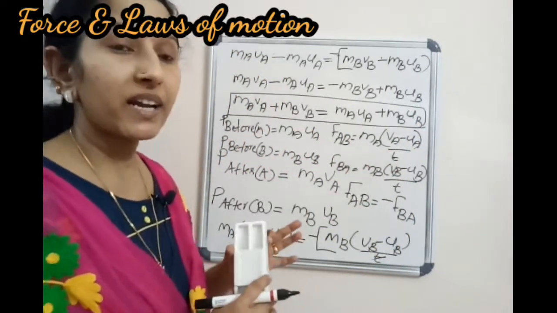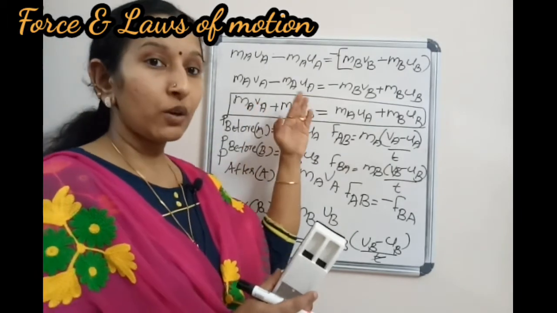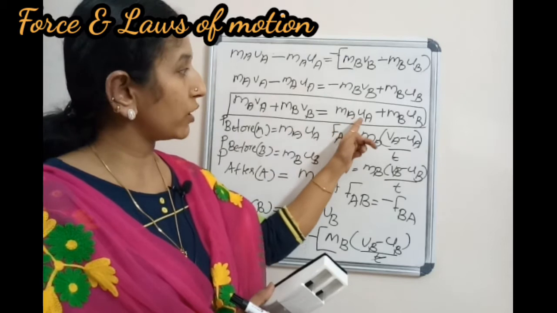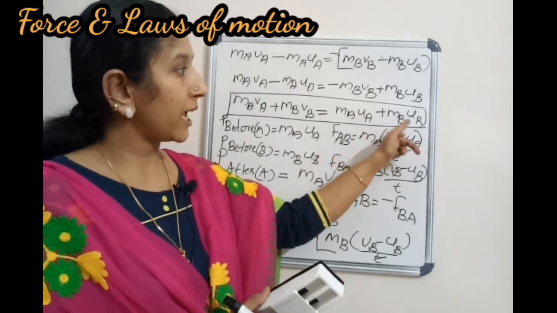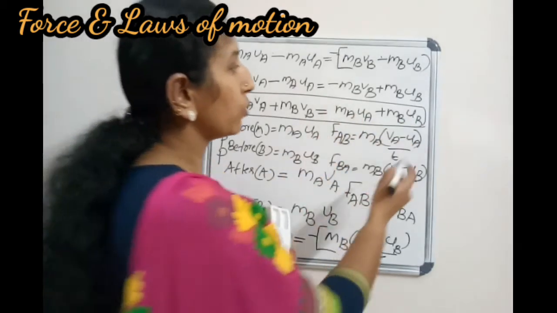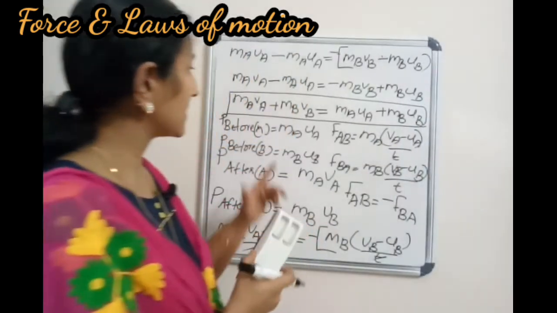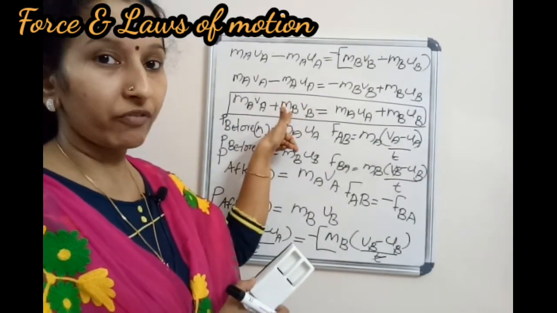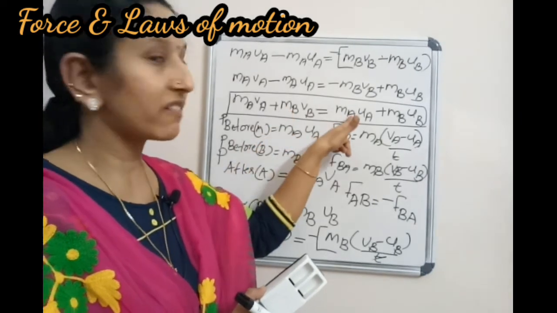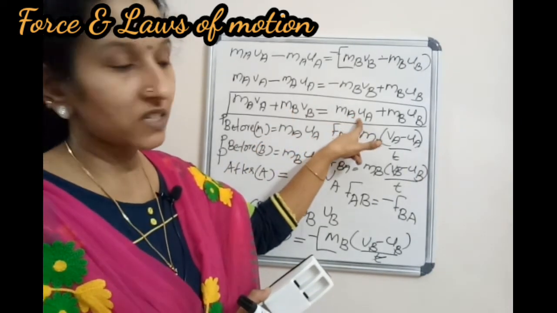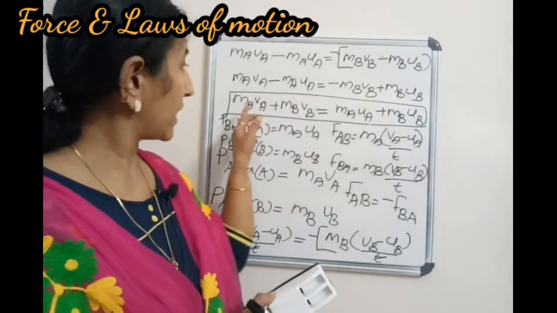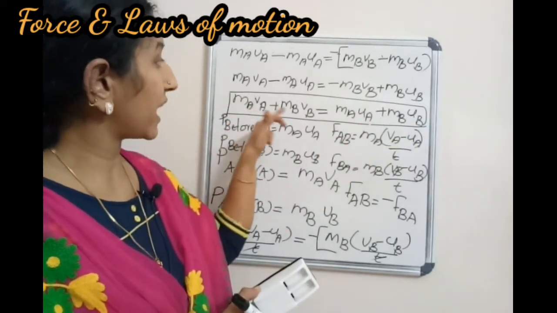At last, what did I do? I grouped the U terms and V terms. Now you can see here all the U terms, MAUA and MBUB, and these are the V terms, VA and VB. So now I grouped the final velocity terms and initial velocity terms. This is the initial velocity terms, MAUA plus MBUB, and this is the final velocity terms, MAVA plus MBVB.